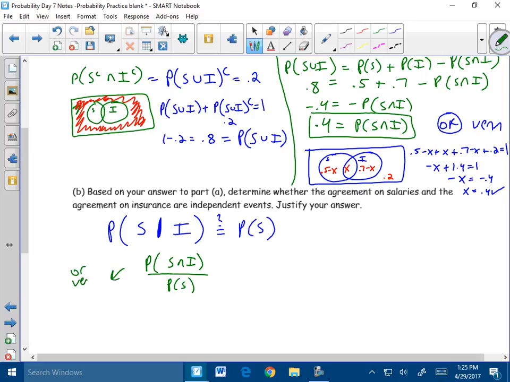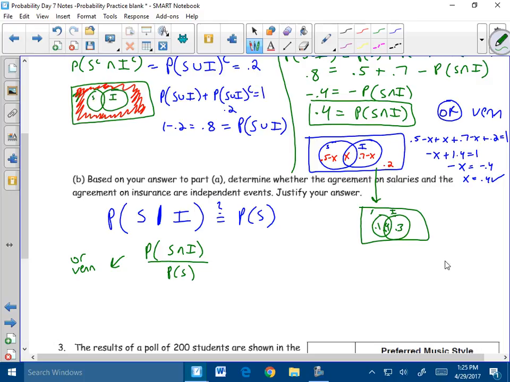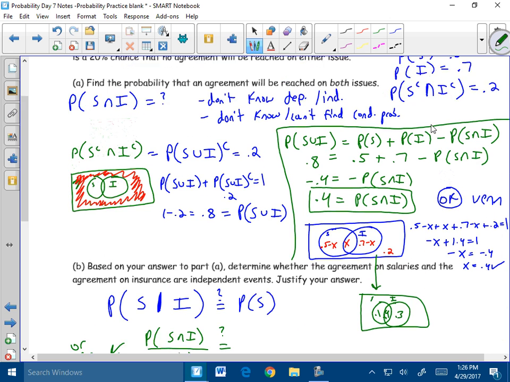Or you can look at the Venn diagram as well. If we go back to this picture that we just used and fill in now that we know what X is, this is 0.4 in the middle. I did not draw this big enough at all. So this is 0.4, that means 0.5 minus 0.4 would be 0.1 in the S circle, and 0.7 minus 0.4 is 0.3 in the I circle. You'll notice either way you use it, we're going to get the same thing over here in the next one. P of S, by the way, is 0.5.